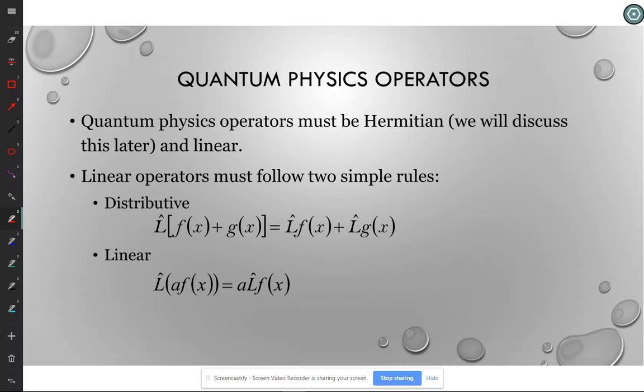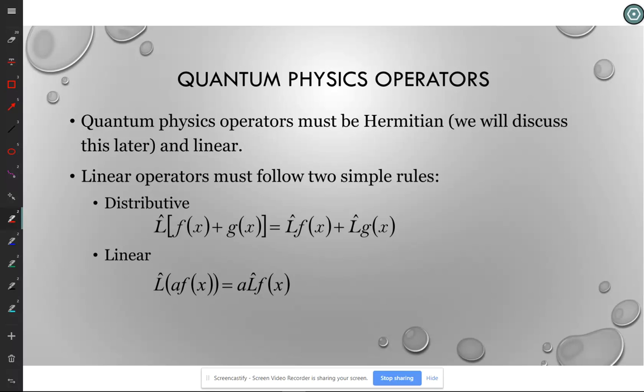Okay, Hermitian operators. As far as we're concerned, they're the ones that give us real results when you put them on a function. And so that's why they have to be Hermitian, because we need to have real results. And the definition of Hermitian we'll come up with, or we'll work on later. Notice it says, we will discuss this later. And they need to be linear.